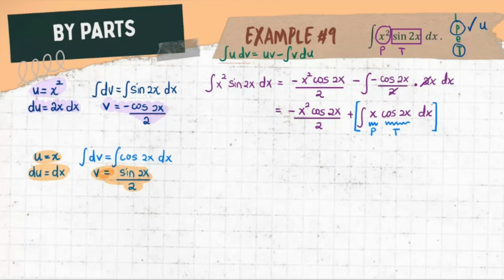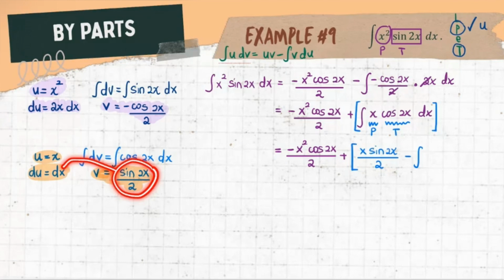Okay, so rewrite back. Okay, sebelum tu kat sini saya salin dulu yang purple ni. X squared cos of 2x over 2 plus, okay. So ini kita akan tulis sekali lagi uv minus integrate v du. Okay, so what is our u? U adalah x, v adalah sine of 2x over 2. So uv minus integrate v du. So v adalah sine of 2x over 2. Du adalah dx.